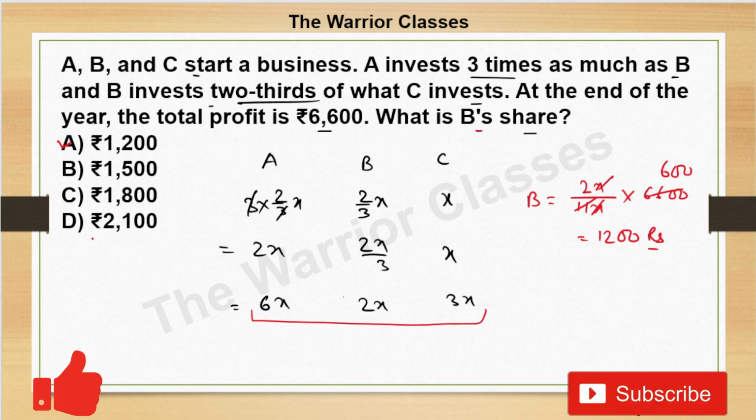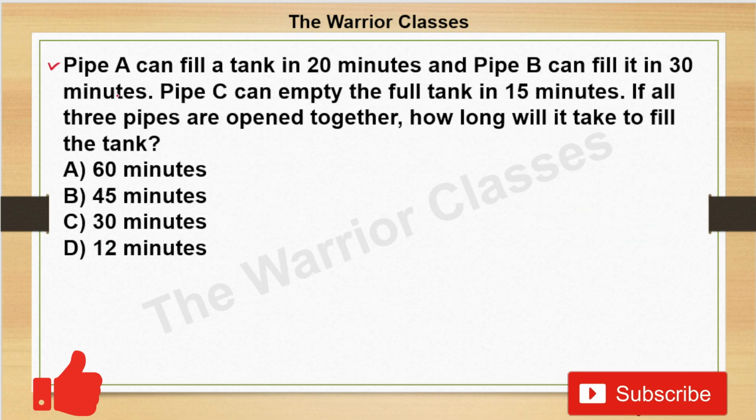Now moving to the next question. Pipe and cistern questions. Here pipe A can fill a tank in 20 minutes and pipe B can fill it in 30 minutes. Pipe C can empty the full tank in 50 minutes. If all 3 pipes are opened together, how long will it take to fill the tank? So here we have 3 pipes, A, B and C. A fills in 20 minutes, B in 30 minutes, but C empties it, so it will be negative.